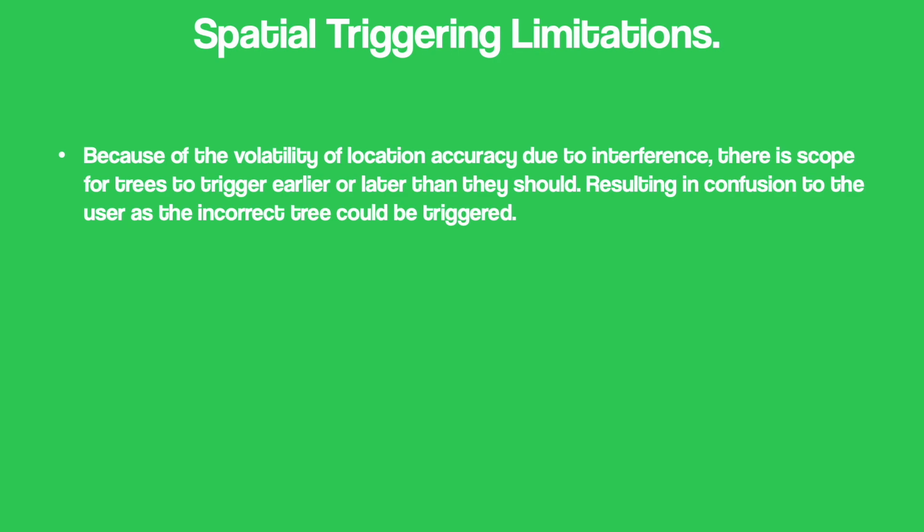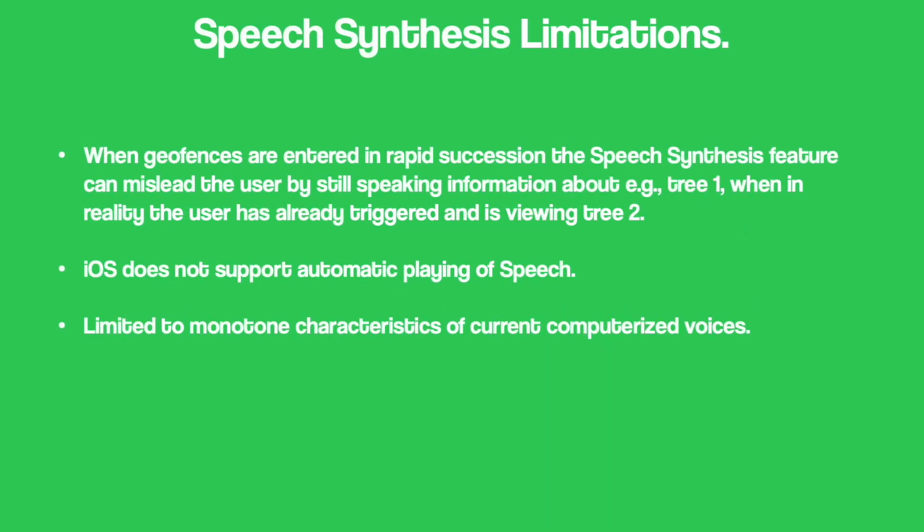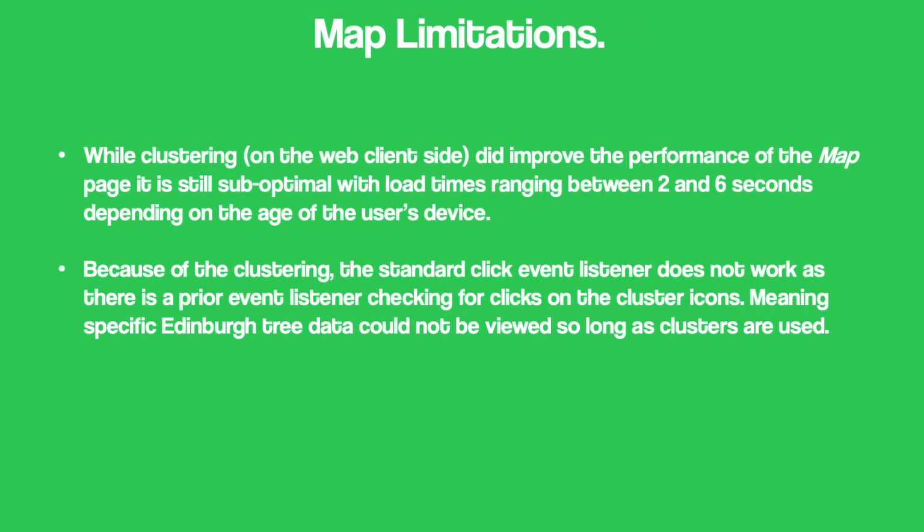Because of the volatility of location accuracy, it is possible that you could trigger a tree further ahead or behind where you actually are. This can result in confusion. Speech synthesis can sometimes be telling the user about tree 1 when in reality they have already traversed to tree 2. iOS does also not support automatic playing of speech, and it's kind of limited to the monotone characteristics of a computerized voice. As pointed out by participants in the evaluation study, the map interface is extremely slow, even though clustering was meant to improve this. Clustering also prevented the ability to click on specific Edinburgh trees.